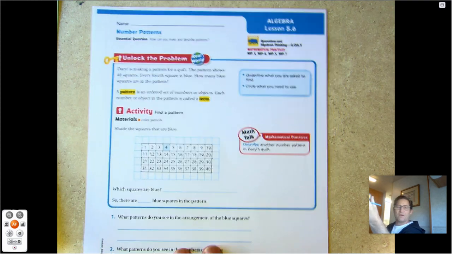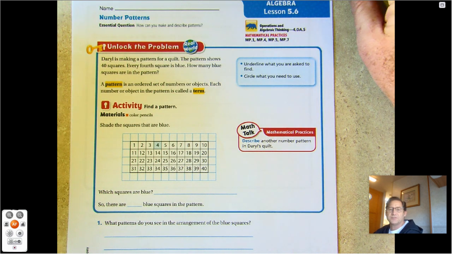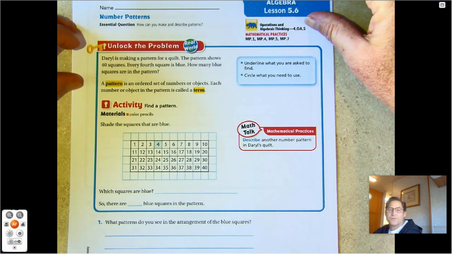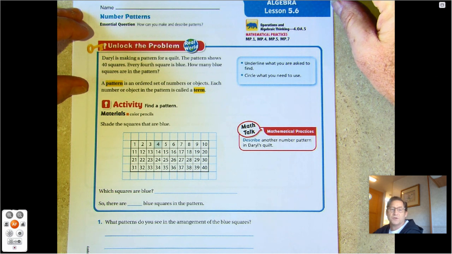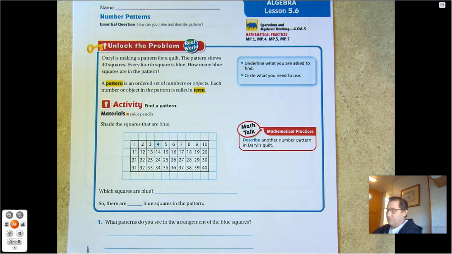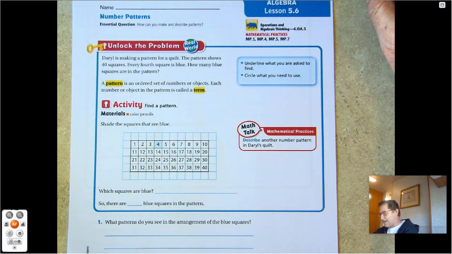Hello, everybody. All right, so we're going to continue our discussion of the skills in Chapter 5 with number patterns. We're on page 223 of your fourth grade textbook. So basically, how can you make and describe patterns is what we're going to be doing. And so you'll need to have a blue color pencil for this activity.